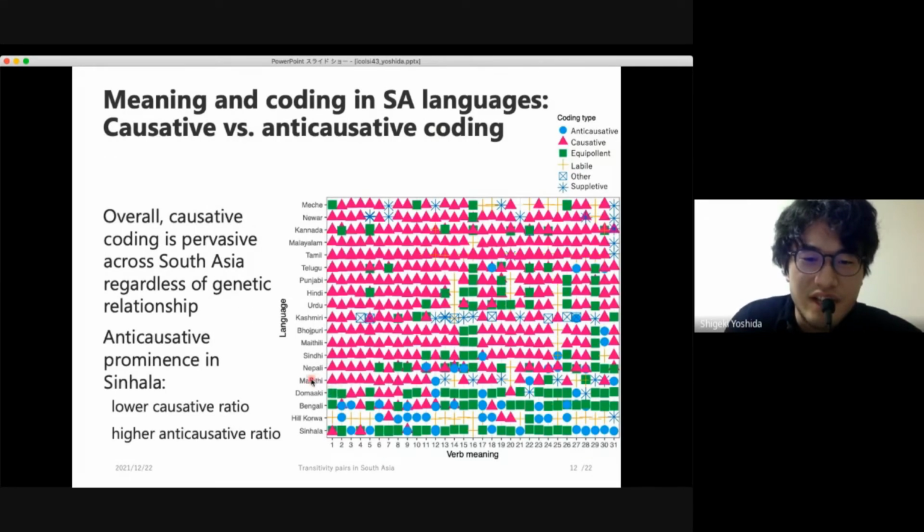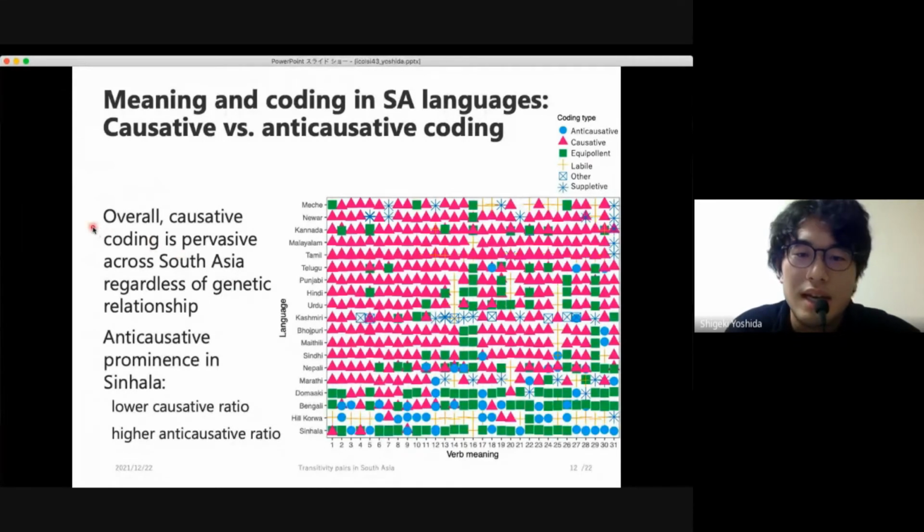Next, this figure shows how each verb meaning is coded across the languages. The x-axis shows the verb meanings as numbers, and the y-axis shows the names of the languages. As for the coding type, anti-causative is represented by these blue points. Causative is represented by these red triangles, and equivalent coding by these green squares.